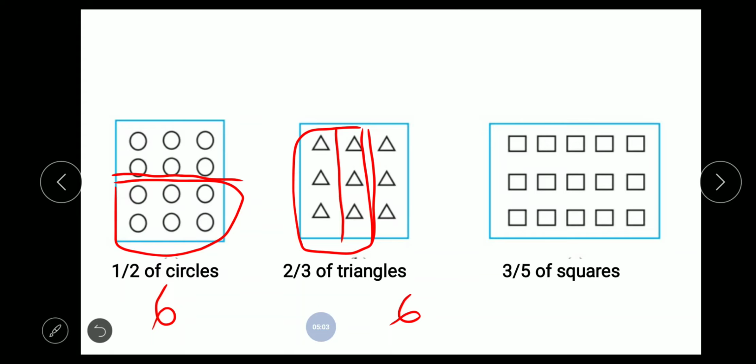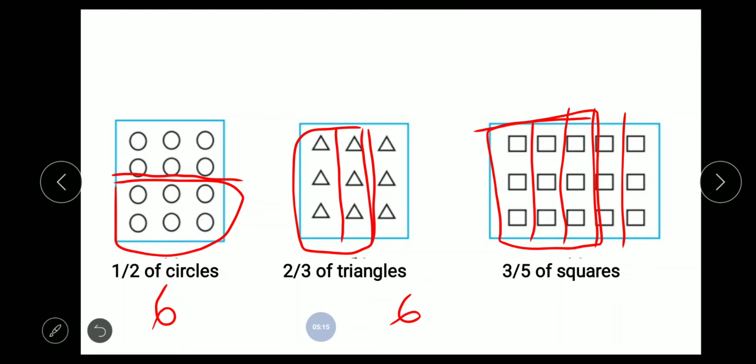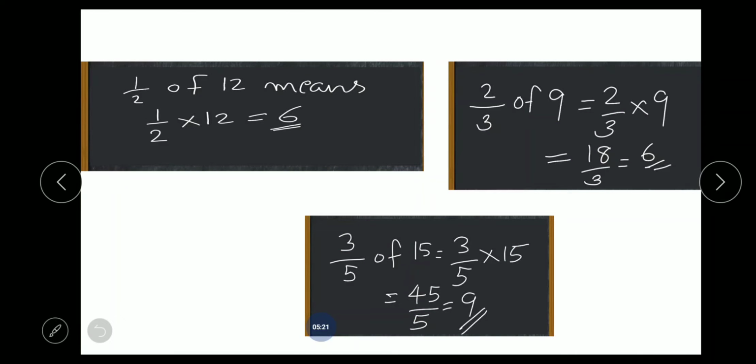3 by 5 of squares. So divide the squares into 5 groups. Now select 3 groups from it. How many squares are there in the groups? Total 9 squares. So we can say that half of 12 means half into 12 is equal to 6.